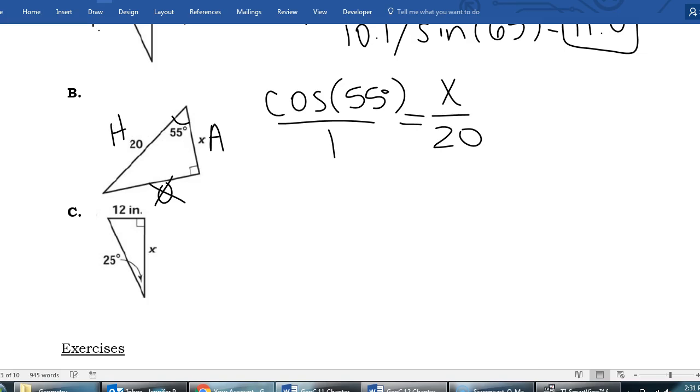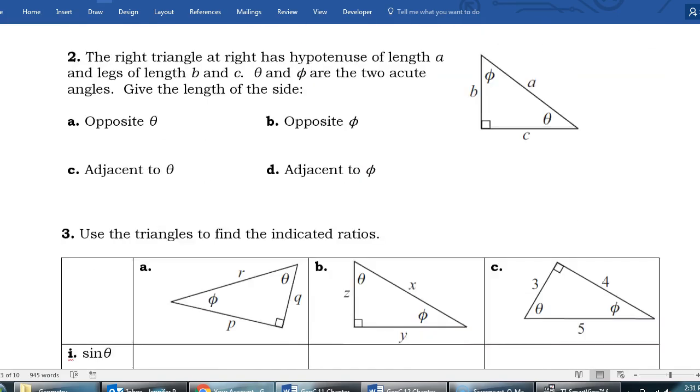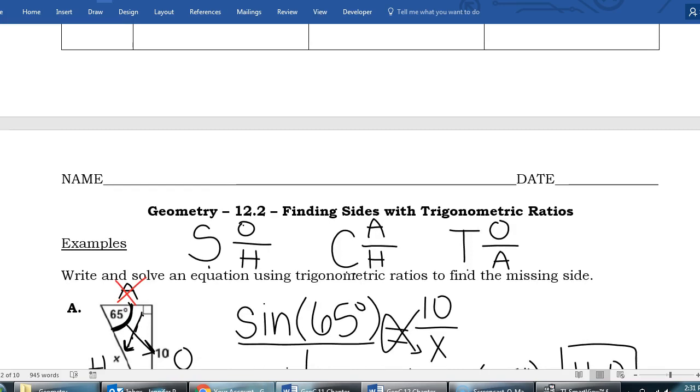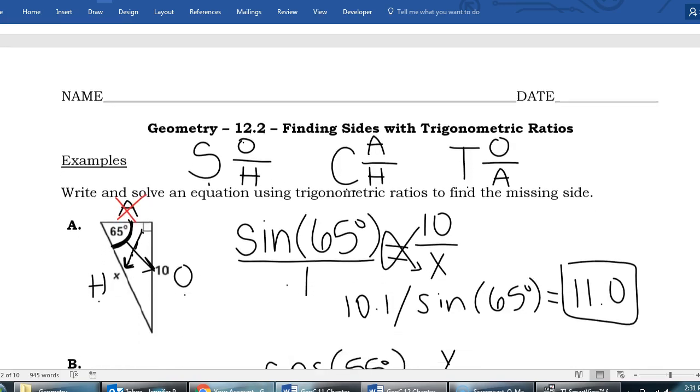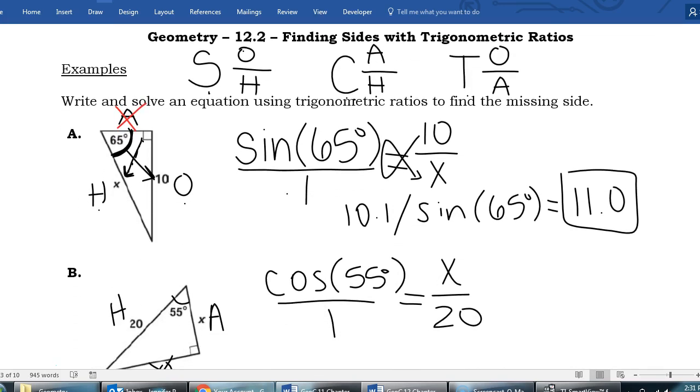And I want you to be careful not to get into the trap of always putting the x on top or always putting the x on bottom. You set up your ratio, your fraction, based on your SOHCAHTOA. In example A, I had x on bottom. In example B, I have x on top, and it's based on the fact that the hypotenuse goes on the bottom. Here my hypotenuse was x, here my hypotenuse is a number. Hypotenuse goes on the bottom.